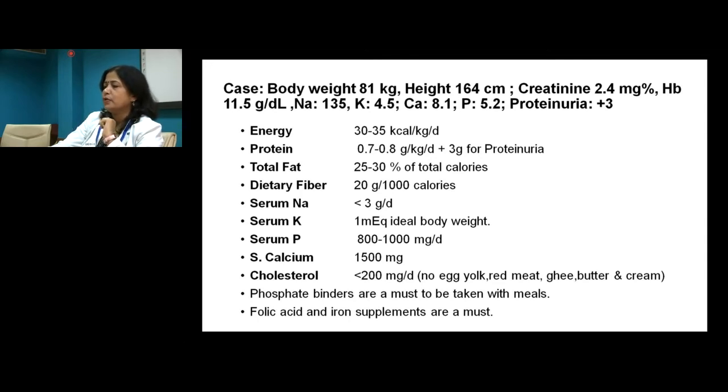Total fat should be 25 to 30% of total calories. Dietary fiber should be 20 gram per 1000 calories. Sodium should be less than 3 gram per day. Potassium 1 milliequivalent per kg ideal body weight. Phosphorus should be 800 to 1000 milligram per day. Calcium should be 1500 milligram, and cholesterol should be less than 200 milligram per day.